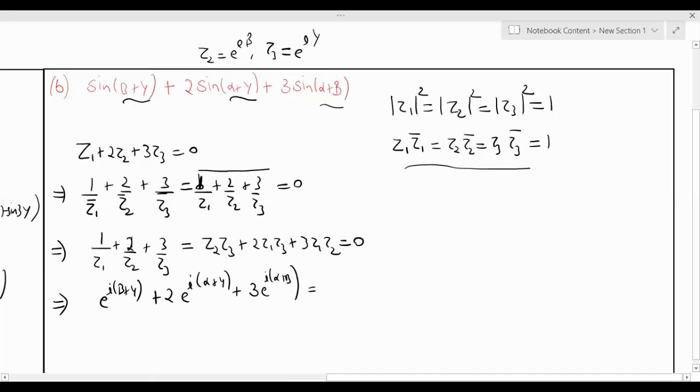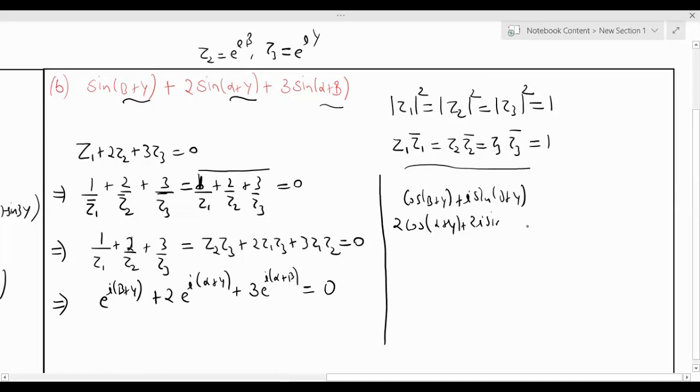So you can rewrite it in the polar form, and your answer will be there. Its value is equals to 0. So if you simplify this in the polar form, what you will have? Cos(beta plus gamma) plus i sine(beta plus gamma). The second term will be 2 times cos(alpha plus gamma) plus 2i sine(alpha plus gamma), and the third term will be 3 times cos(alpha plus beta), and the imaginary part will be 3i sine(alpha plus beta).